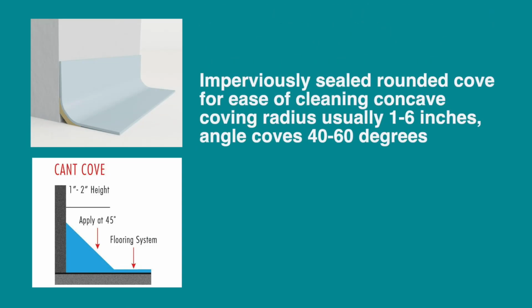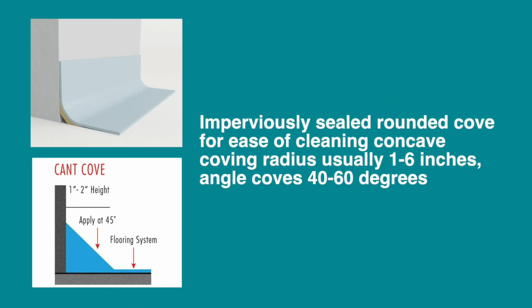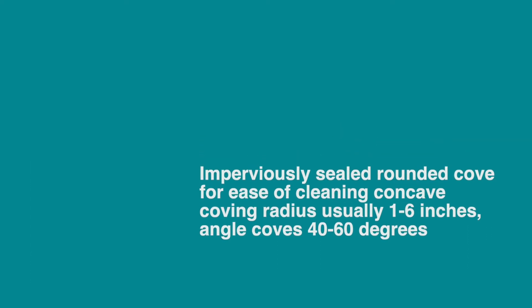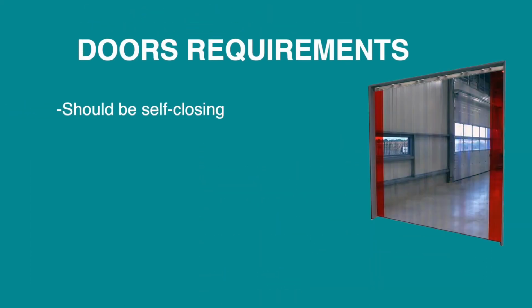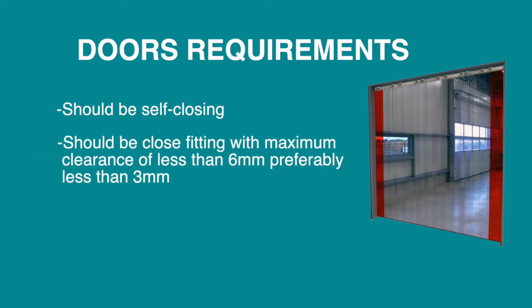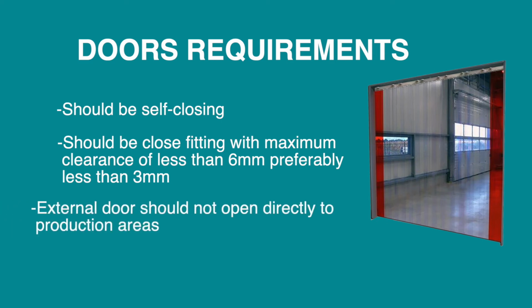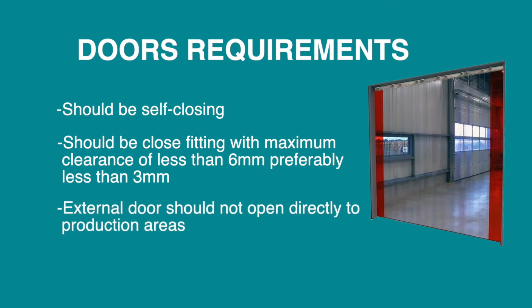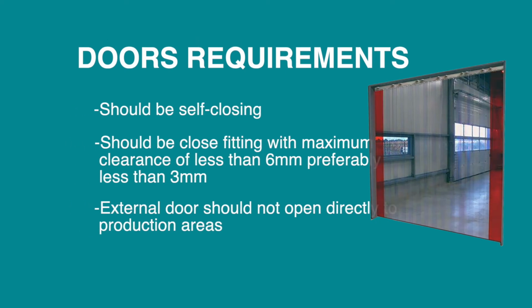Wall to ceiling angles, corners, and junctions should be sealed and rounded for ease of cleaning, concaving usually at 1 to 6 inches, angle coves 40 to 60 degrees. Doors should be self-closing, close-fitting with maximum clearance of less than 6 mm, preferably less than 3 mm. External doors should not open directly to the production areas as well.